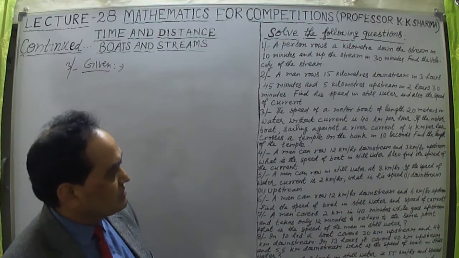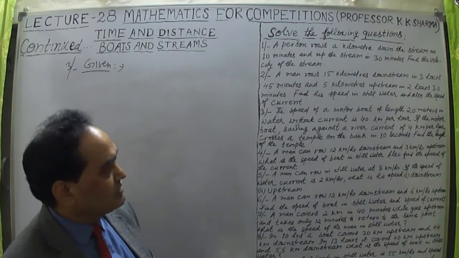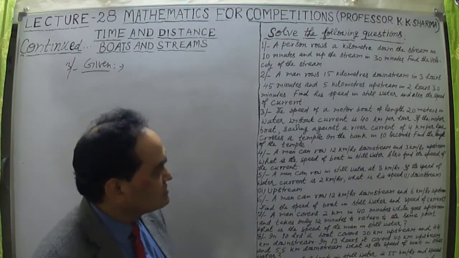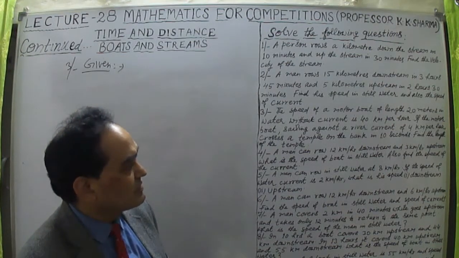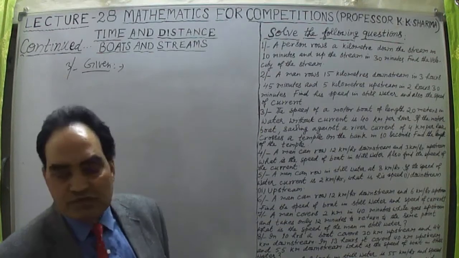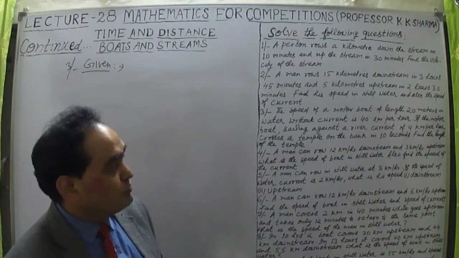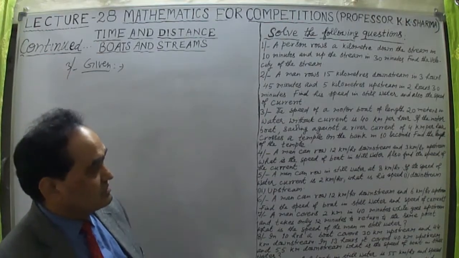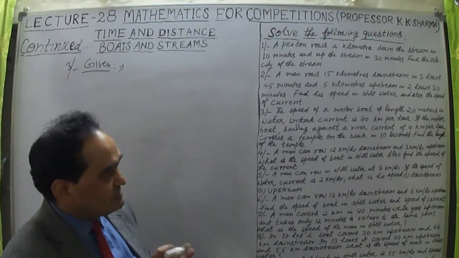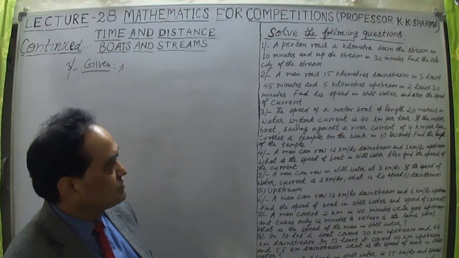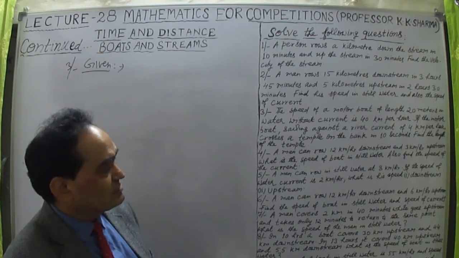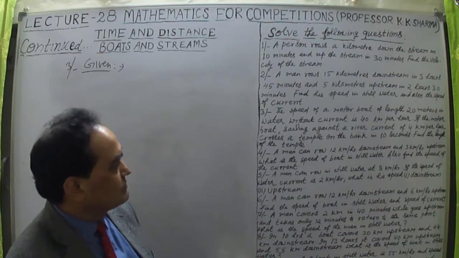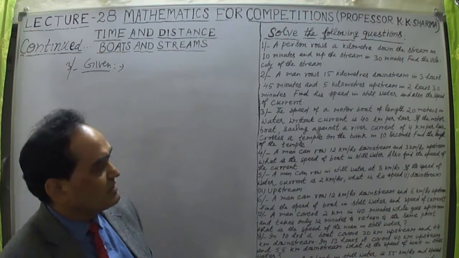Okay, then it says find the length of the temple. The upstream speed is given: the motorboat sailing against the river current of 4 km per hour crosses the temple on the bank in 10 seconds.